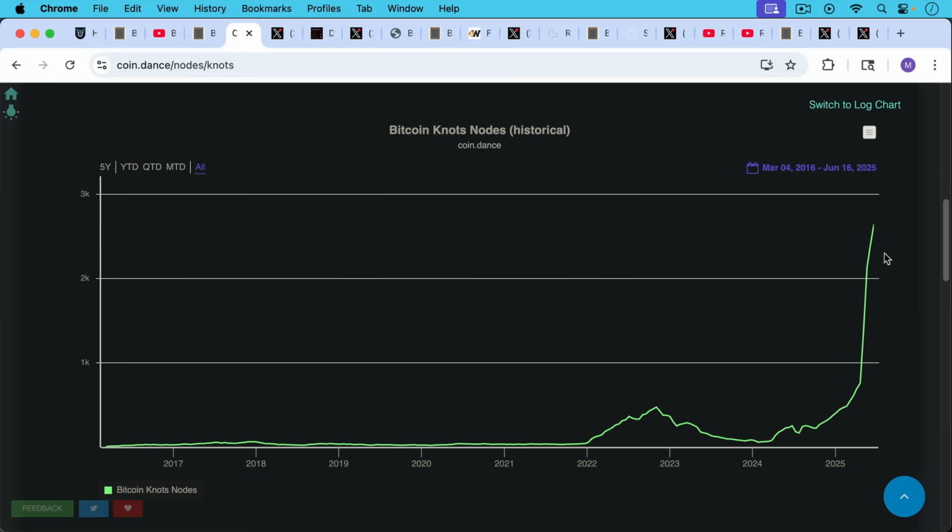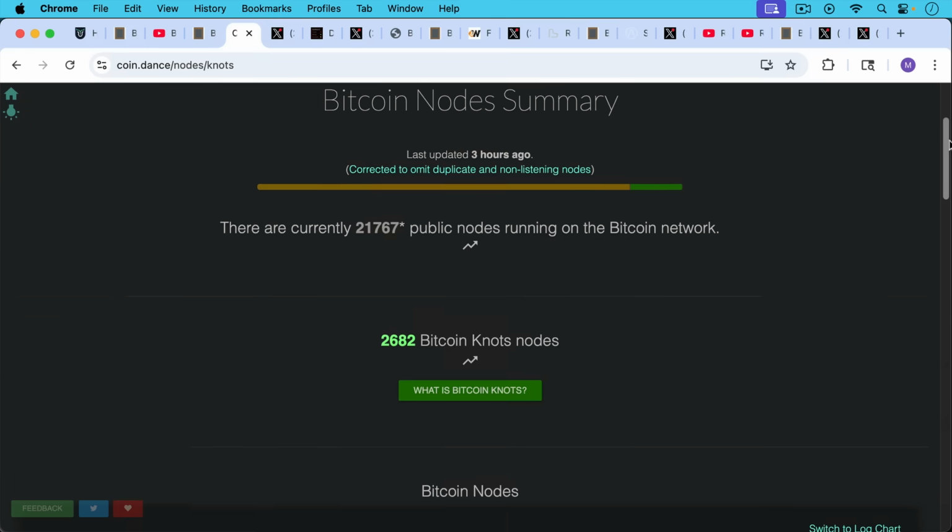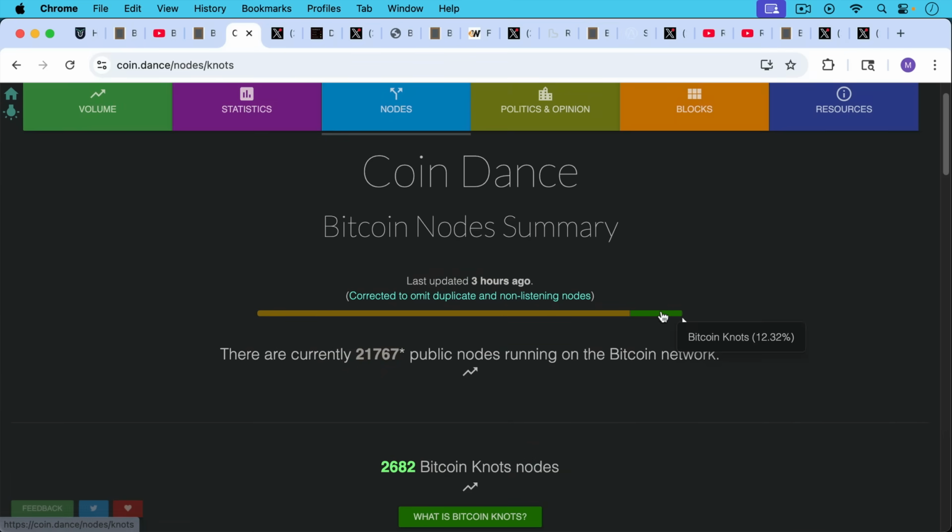We can see Bitcoin Knots nodes just going completely vertical here. According to this scanner, there are approximately 2,640 Bitcoin Knots nodes. We're going to see how that compares to other scanners. But if we take a look here, and it looks like they're correcting to omit duplicate and non-listening nodes, we can see Bitcoin Knots nodes are 12.32% of the entire network, which is unbelievable.